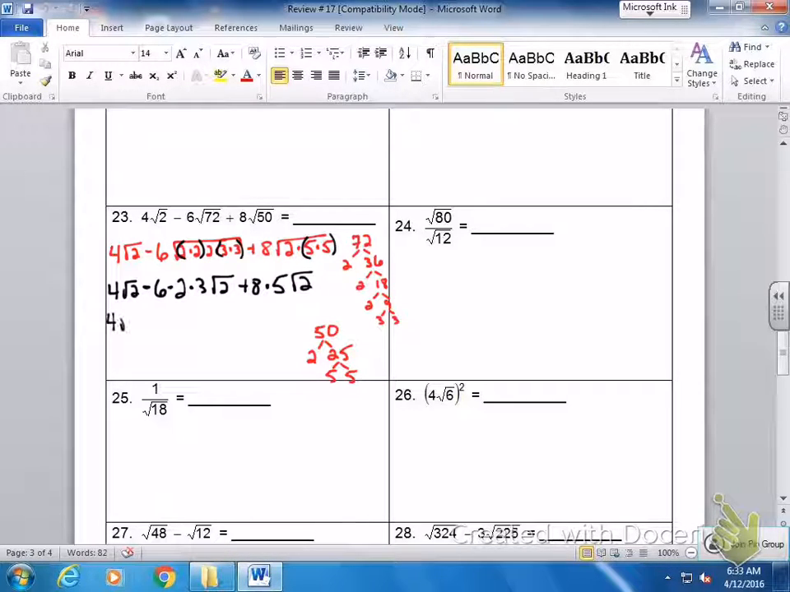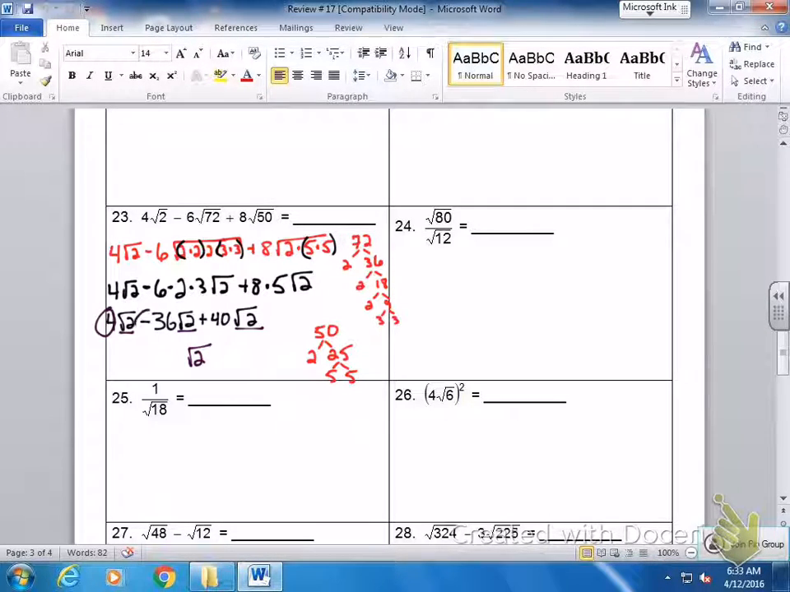I really have 4 square roots of 2 minus 6 times 2 is 12. 12 times 3 is 36, square roots of 2. Plus 8 times 5 is 40, and also have the square root of 2. Now, if you notice, all my terms end in the square root of 2. That's like ending in x, so I know I'm going to have a square root of 2 in my answer.